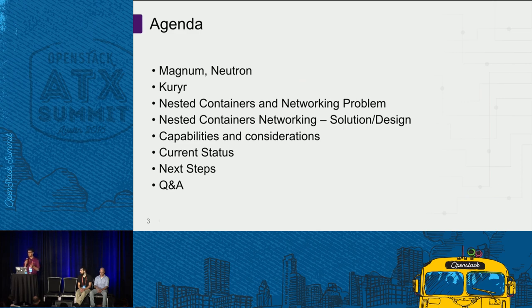After that, I'll go over the design of how this problem is being addressed in the OpenStack community right now, and the solution of that, and how this is being implemented. And then Tony will cover the capabilities using this design, any limitations, considerations that you guys should be aware of. What is the current status of the work so far? And what are the next steps or roadmap on the Kuryr for this particular project? And then Q&A for you guys to ask any questions if you have any.